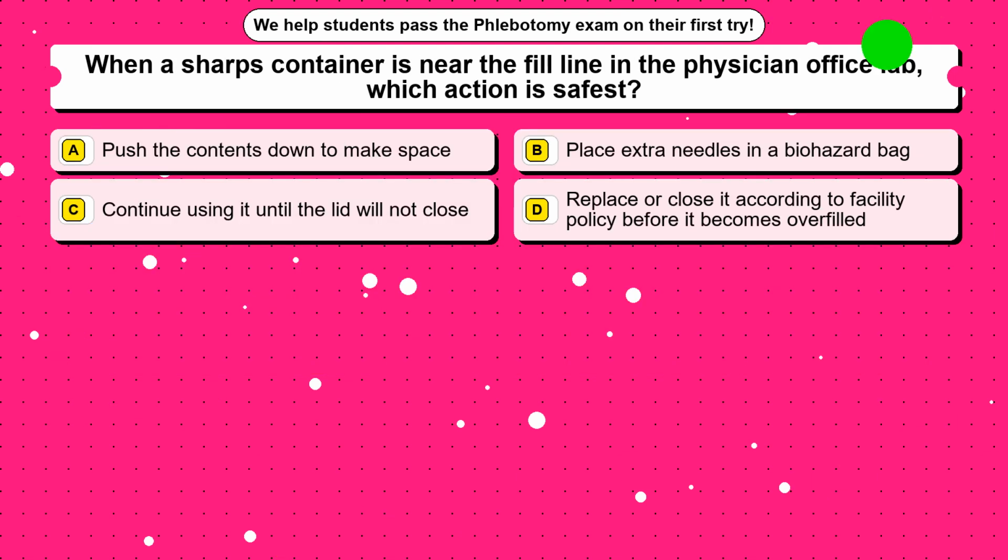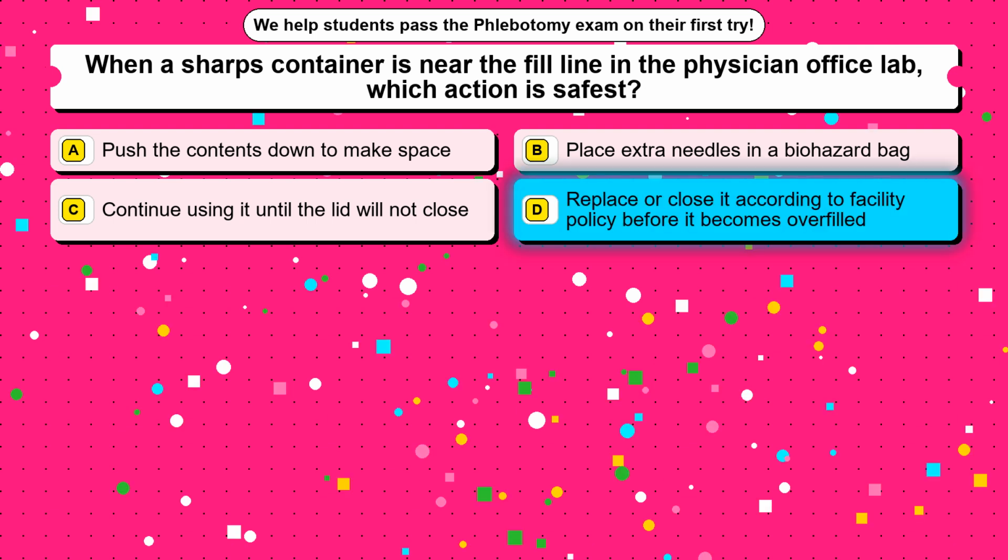Question 11. When a sharps container is near the fill line in the physician office lab, which action is safest? Option A. Push the contents down to make space. Option B. Place extra needles in a biohazard bag. Option C. Continue using it until the lid will not close. Option D. Replace or close it according to facility policy before it becomes overfilled.